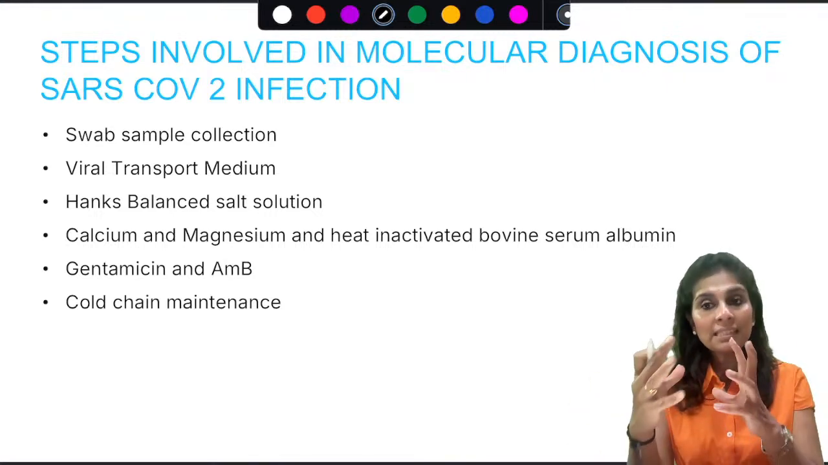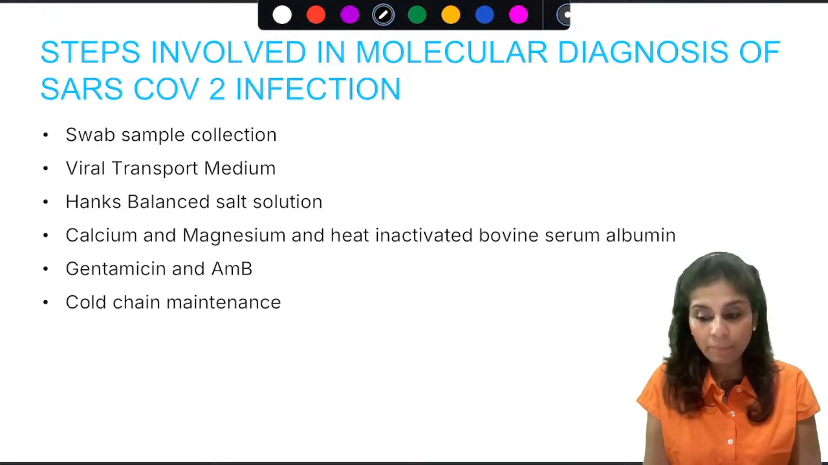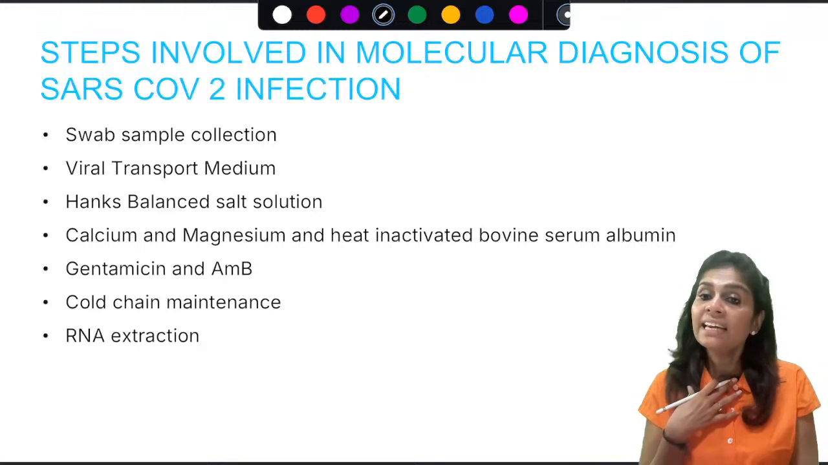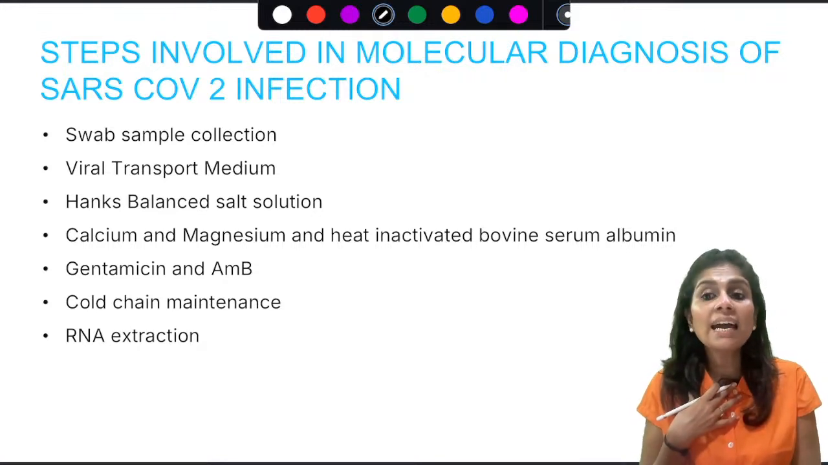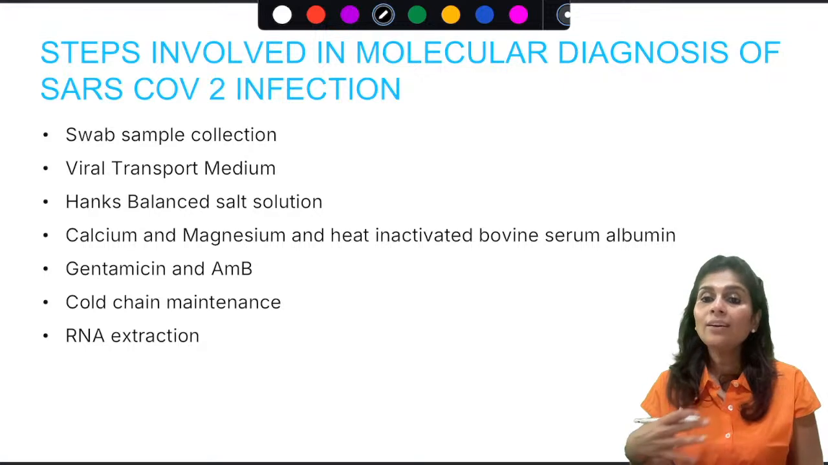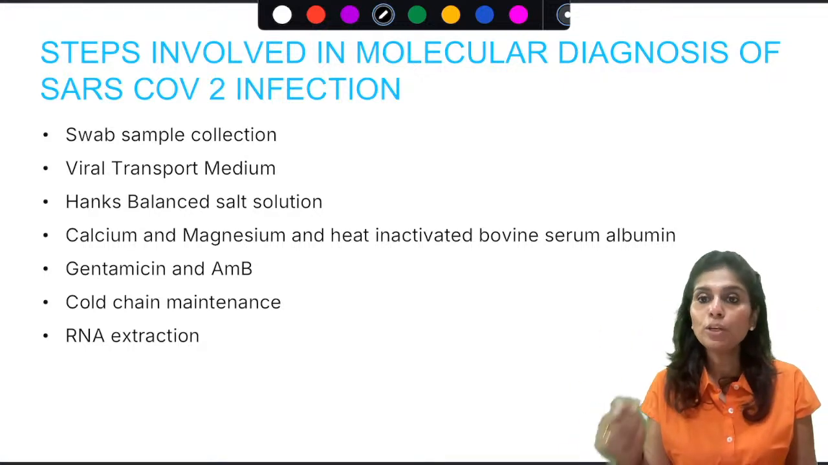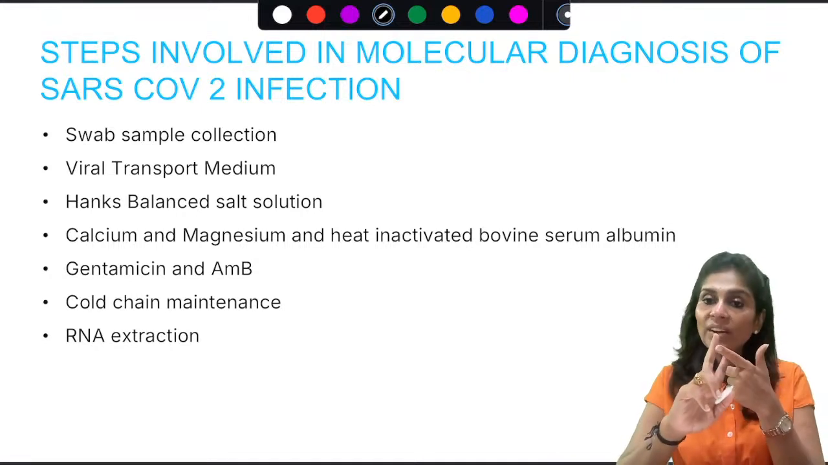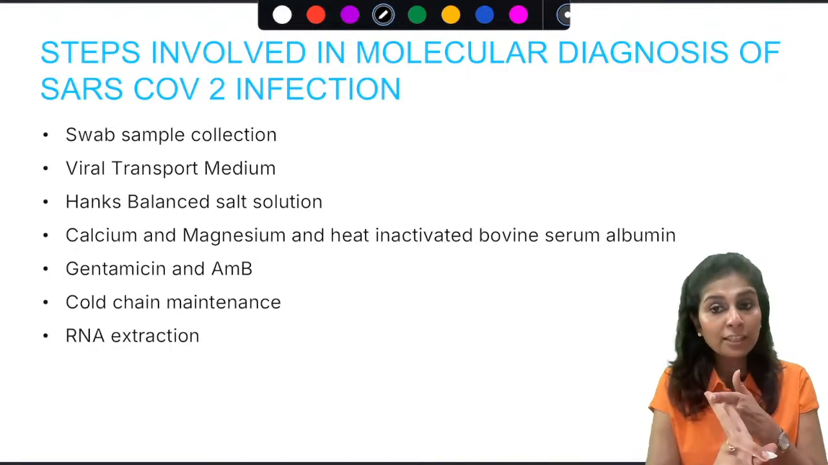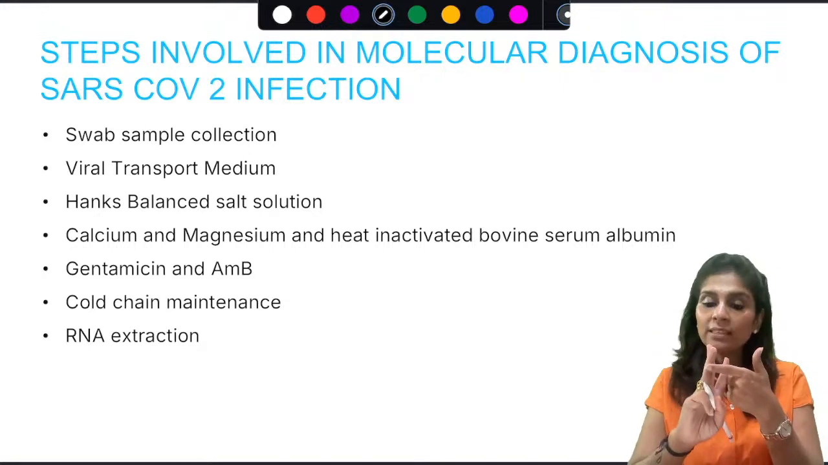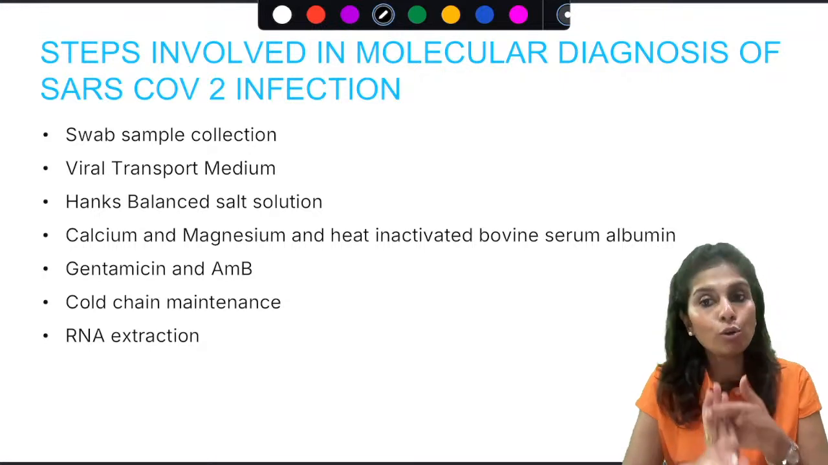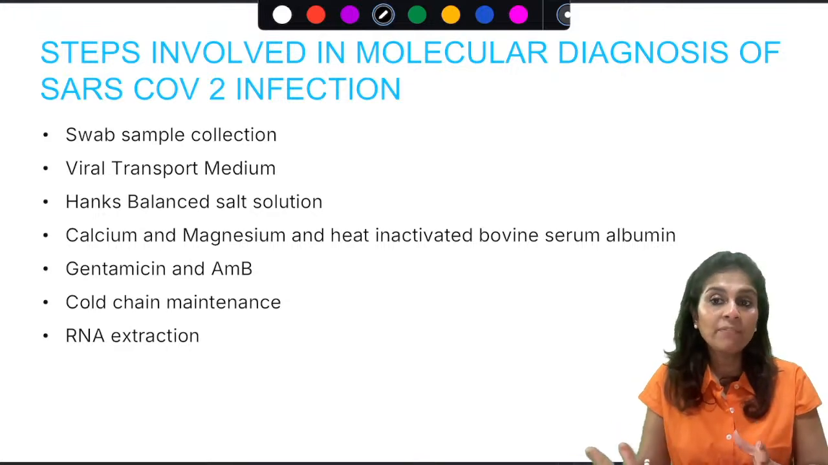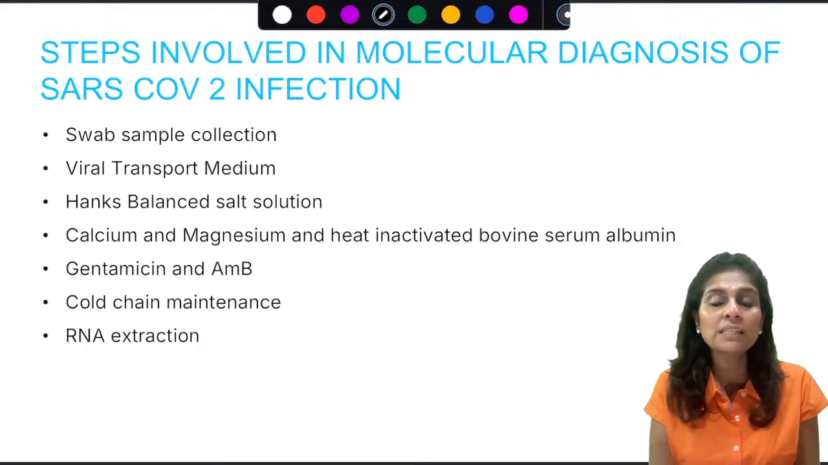In the lab, once a sample is received, we first extract RNA. When I say I'm extracting RNA, what do you think I would have extracted? I would have extracted all human RNAs from the swab sample because it's a human swab sample. Any other viruses present in the swab sample, their RNAs will also be extracted. If at all there is SARS-CoV-2 infection, that RNA will also be extracted. So please remember, RNA extraction is a non-specific step wherein we extract all RNAs present in the swab sample.